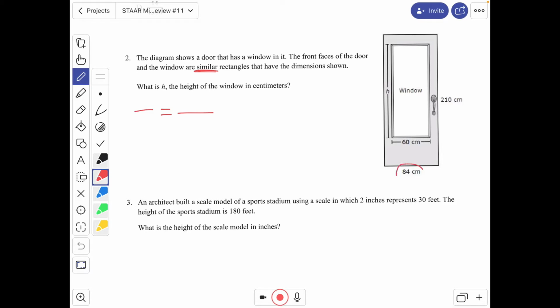So the measurement on the big rectangle, I have 84, and the other measurement on the big rectangle is 210. 84 matches to 60, and the 210 matches to the h. Now you might want to try to simplify before you cross multiply and solve the equation. So what could we simplify 84 and 210 by? Well, they're even, so at least by 2.